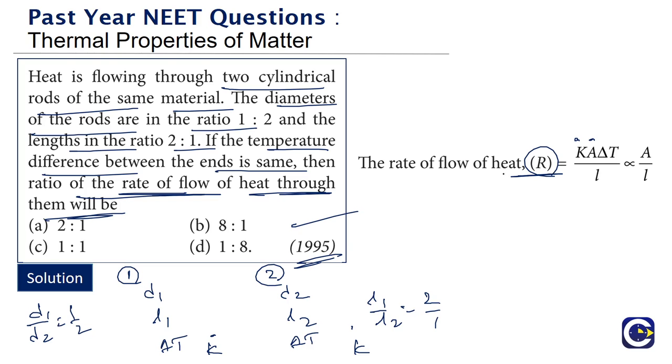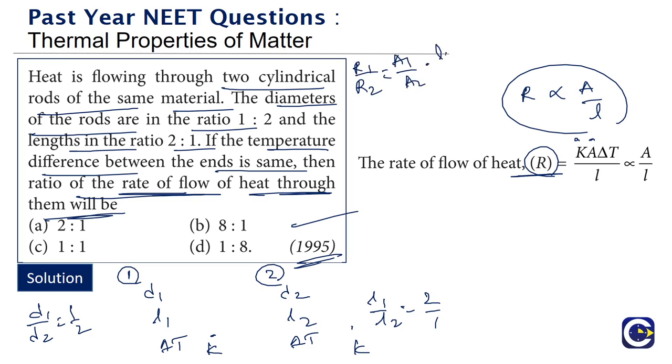So in this case, what do we see? For both these rods, if we are comparing, the K value is the same, delta T is also the same. Now what do we see? The rate of heat flow is directly proportional to A by L. Okay, so here what we will be able to see is that R1 by R2 will be equal to A1 by A2 into L2 by L1, because it is directly proportional to the area and inversely proportional to the length. So R1 by R2 will be equal to A1 by A2 into L2 by L1.